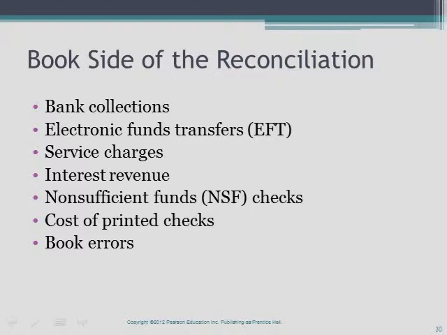You don't have the exact amount of those, so you can't record those on your books until after you've gotten the bank statement. Interest revenue on your checking account: if the bank pays you interest and deposits that into your account, you may not know the amount of that interest in order to book the adjustment to your general ledger cash account until you receive the bank statement. The same is true if errors are made on posting in the general ledger that aren't caught until we do this bank reconciliation, and we have to correct those book errors.